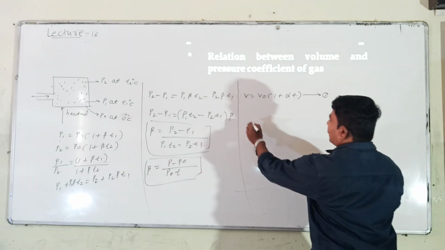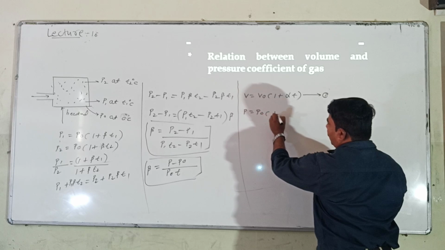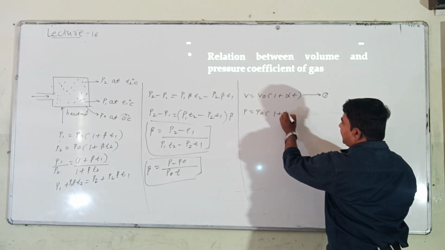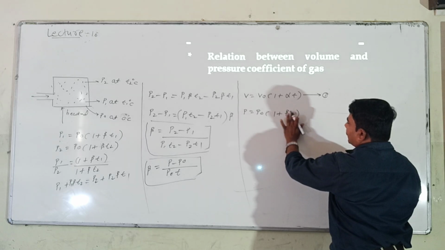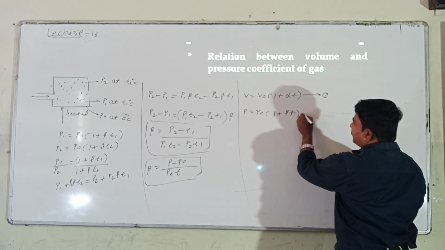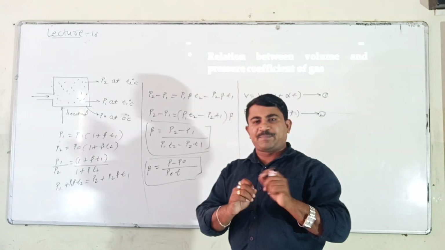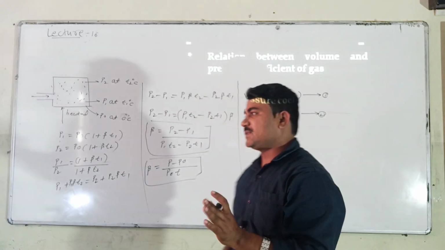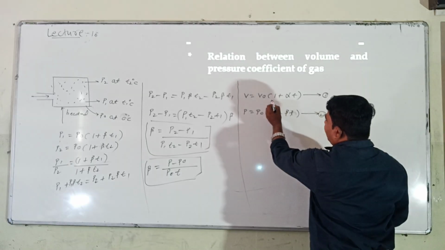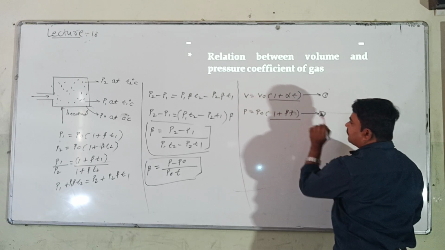Similarly, for the pressure coefficient of the gas at 0 degree Celsius and T degree Celsius, P is equal to P naught into bracket 1 plus beta into T. Call this equation number 2. What I need is only the pressure coefficient and the volume coefficient of the gas. See here, just equate these two values, 1 plus alpha T and 1 plus beta into T.